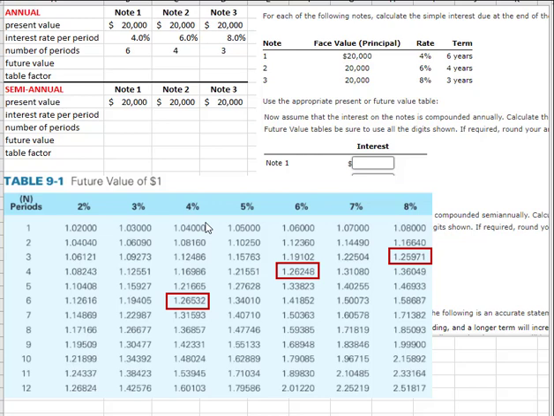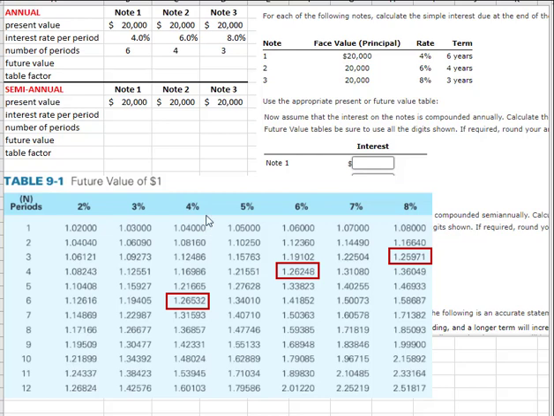I wanted to review calculating the interest on a note by calculating the future value and then doing it again, assuming semi-annual compounding. So the first time we're going to assume annual compounding, and the second time we're going to assume semi-annual compounding. So for annual compounding, for note 1, we're borrowing $20,000. On day 1, we've got $20,000, and we're going to repay that $20,000 plus interest in the future. What will that be for note 1?